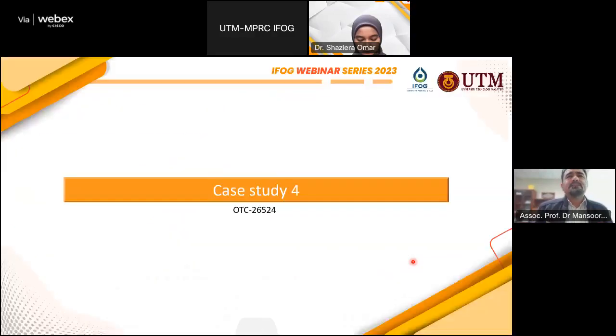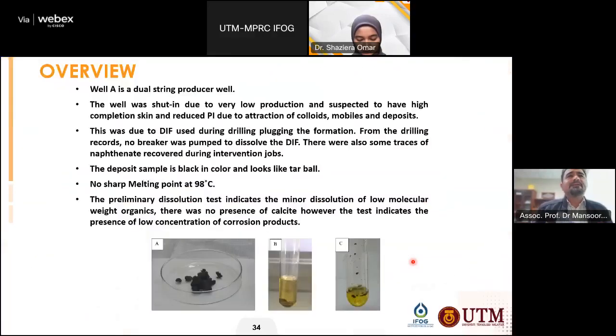Okay, so case study 4. Well A is a dual string producer well. The well was shut in with low production, and we suspected completion skin and reduced PI due to the deposition of colloidal, mobile deposits. This was due to the drilling fluid used, which caused plugging, and there was no breaker pumped to dissolve this drilling fluid. There were also some traces of naphthenates recovered during the intervention job.